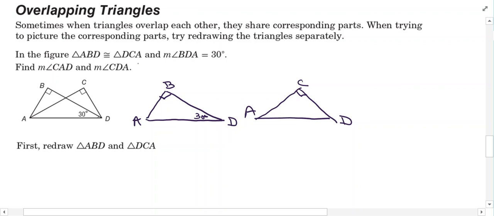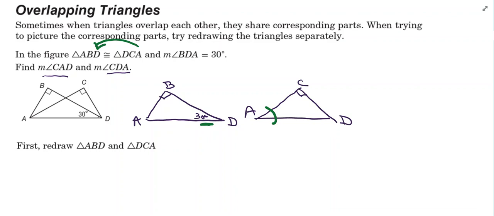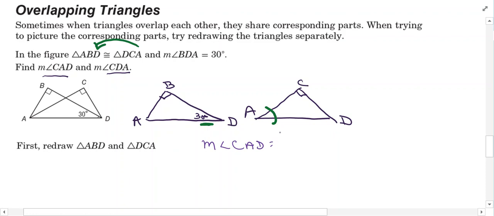They tell us that the two triangles are congruent and that the measure of BDA is 30 degrees. We want to find the measure of CAD and CDA for both of those angles. So for the first one, I want to find the measure of CAD. So CAD is right here. Well, looking back at that, I know that angle A in my second triangle is congruent to angle D right here. So that means that the measure of angle CAD is 30 degrees.